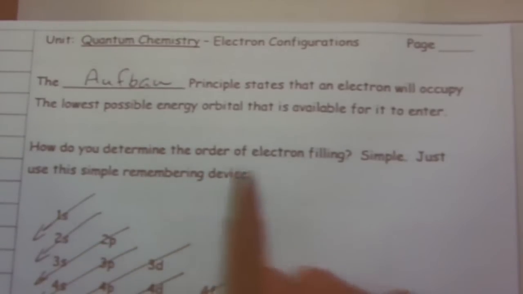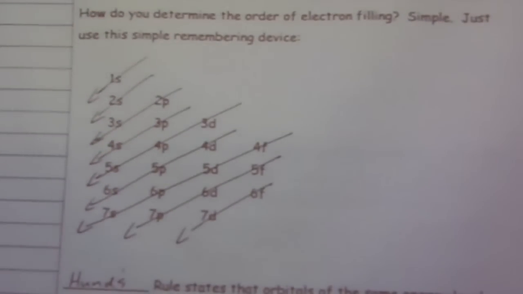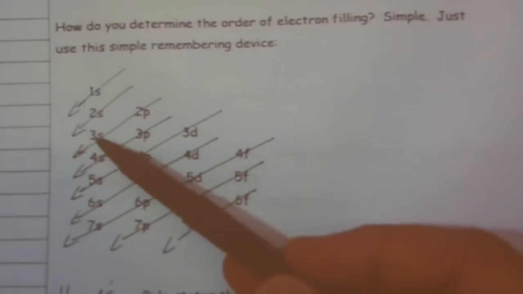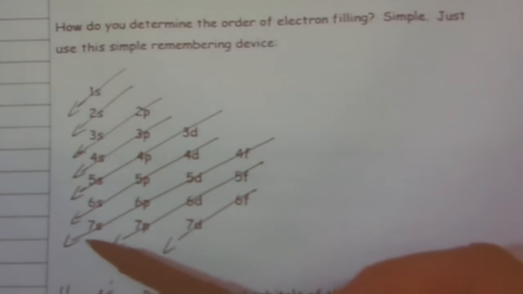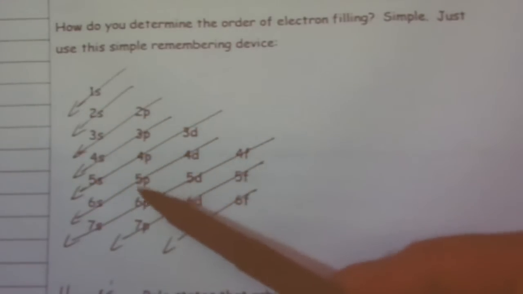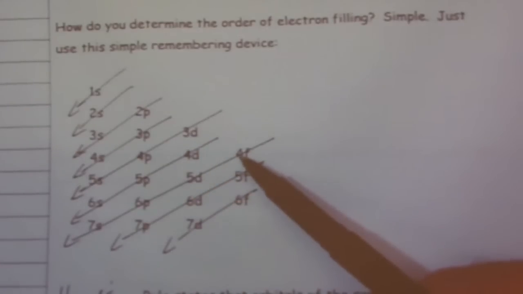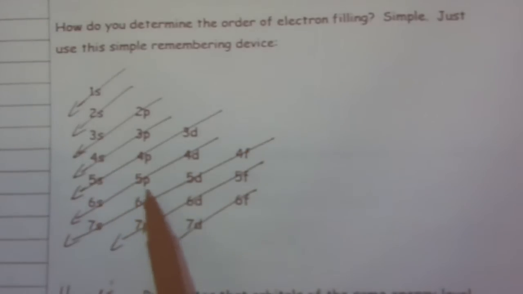So how do you determine the order of filling? Simple. Just use this simple remembering device. And here it is. All you have to do is number from 1 to 7, just like this. 1, 2, 3, 4, 5, 6, 7 downwards. Then stagger down 2, 3, 4, 5, 6, 7. Stagger again 3, 4, 5, 6, 7. Stagger one more time 4, 5, 6, and stop there. And then remember the order S, P, D, and then F. That will tell you the order of filling.